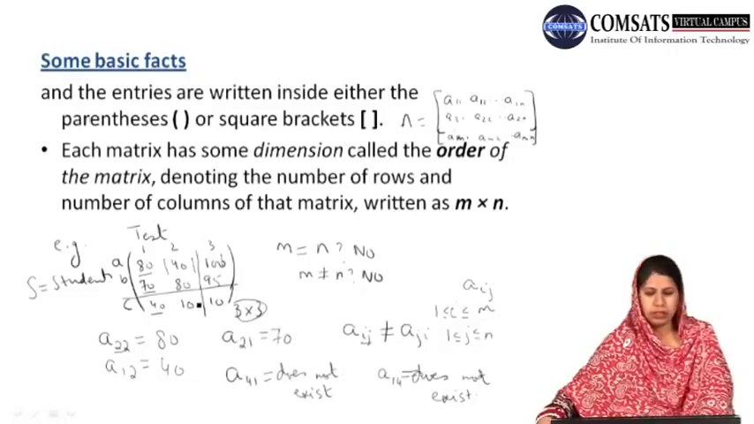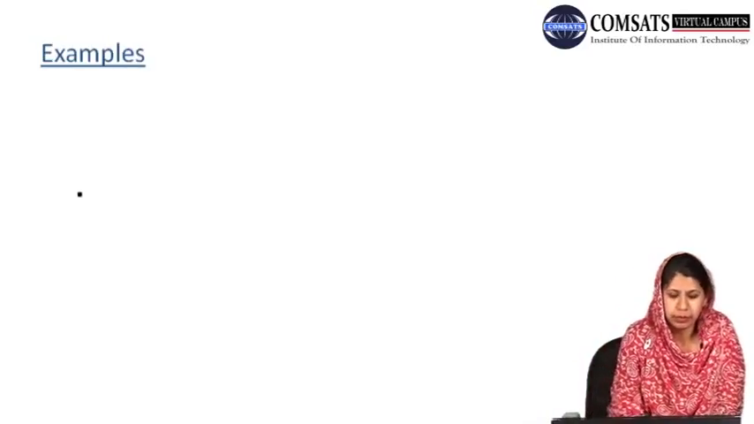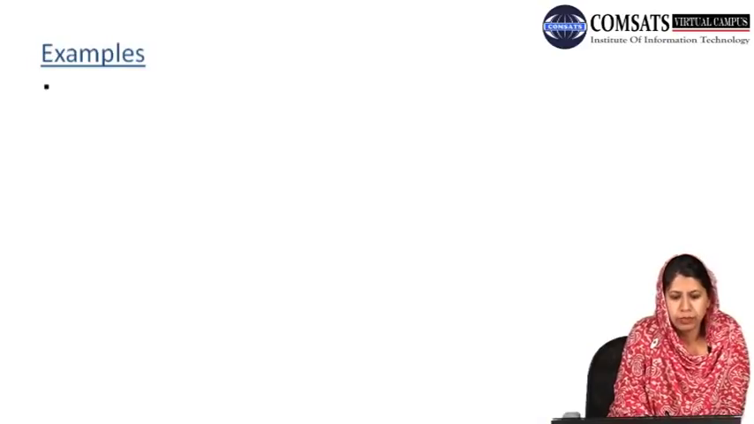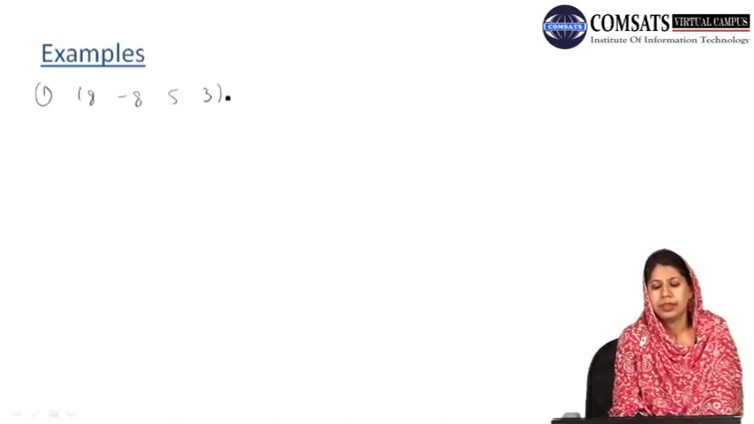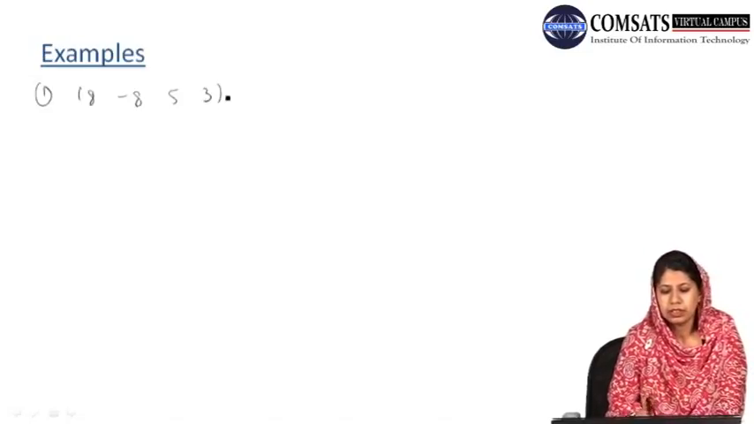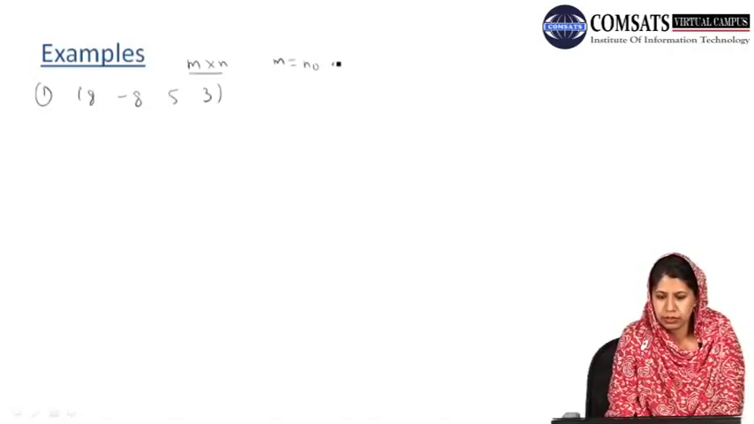Okay. Now we look at some examples of matrices and we will see their respective orders. For example, if we have our matrix as 8, minus 8, 5, 3, then what will be the order of this matrix? The order is nothing but m cross n, where m is equal to the number of rows and n is the number of columns.